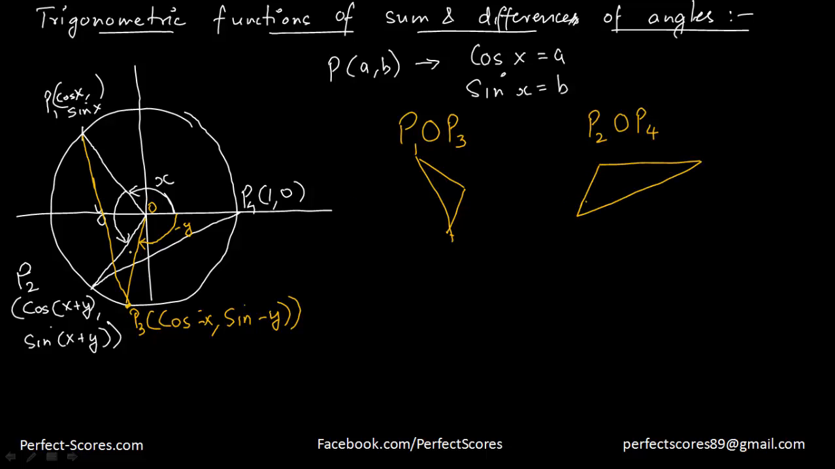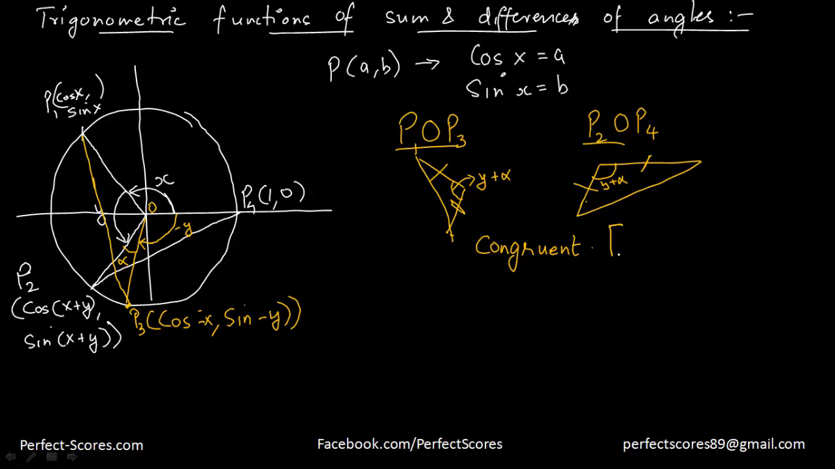Now if you call this angle alpha, this angle over here is y plus alpha. In this case as well, this angle is also y plus alpha. And we know that OP1 is the radius. Similarly, OP3 is the radius. Similarly over here, OP2 is the radius, and OP4 is the radius, which means these two triangles are congruent to each other.